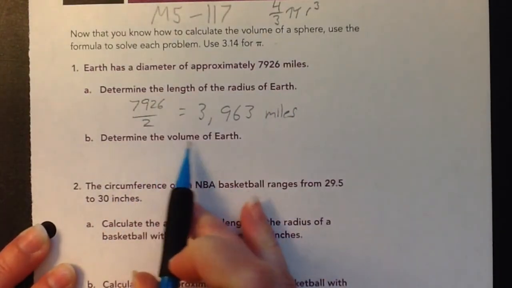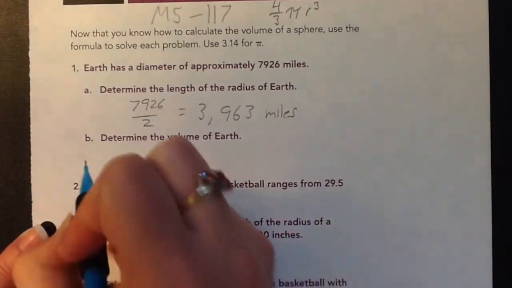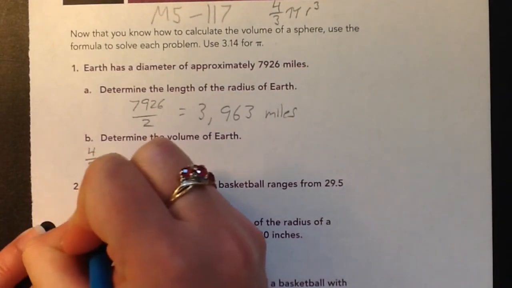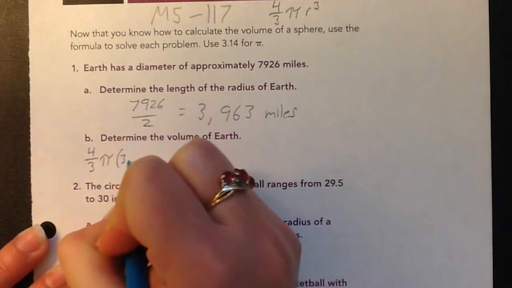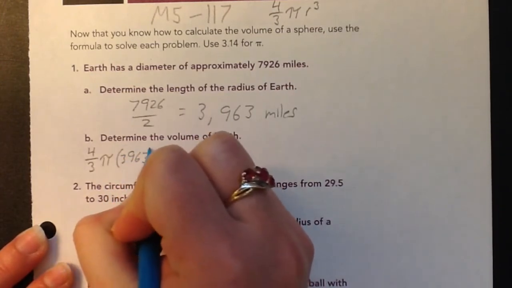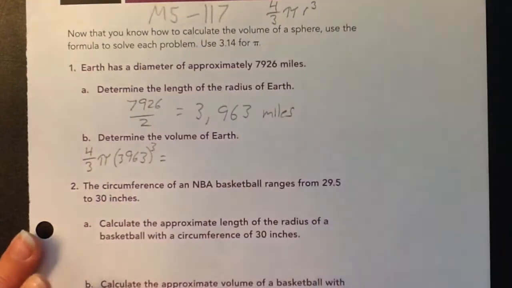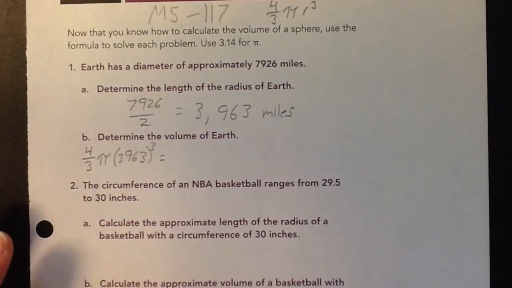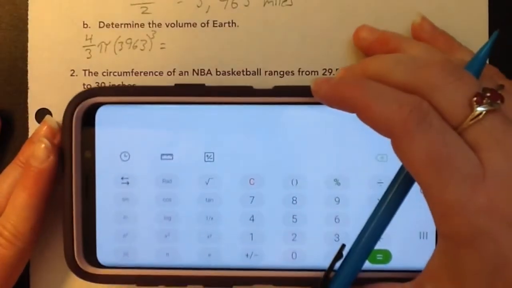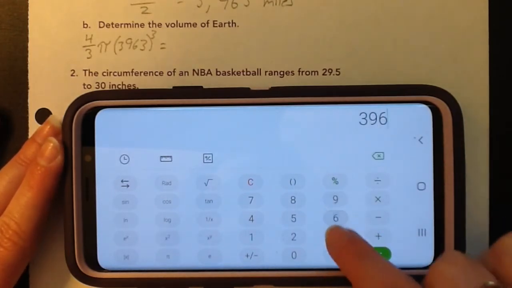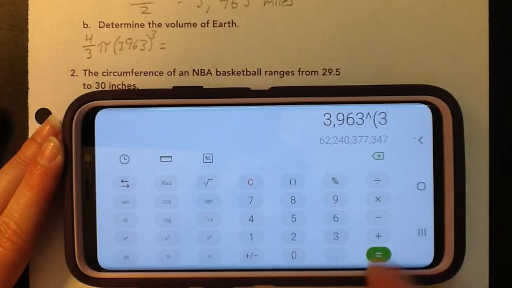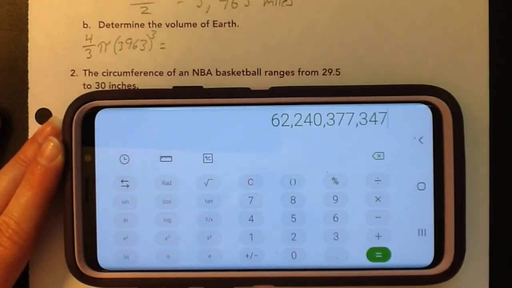And then we're going to use that to determine the volume because we need the radius. So we'll just put that into our formula, 4/3 pi times that radius cubed. So 3,963 cubed. Now you'll definitely want a scientific calculator for doing these sorts of problems. Everyone has their favorite way of putting these into a calculator. I like to start with cubing the radius, so 3,963 to the third power is a ridiculously big number.